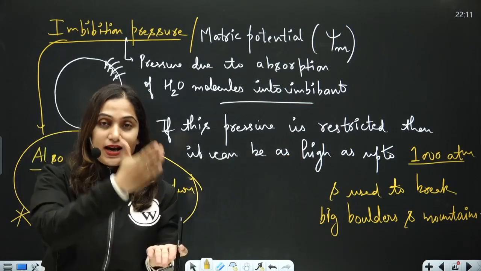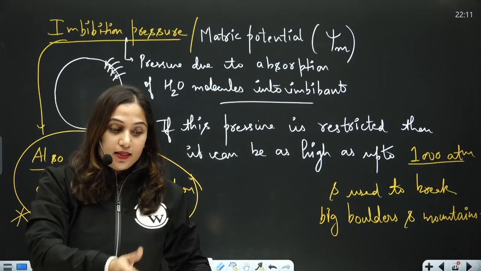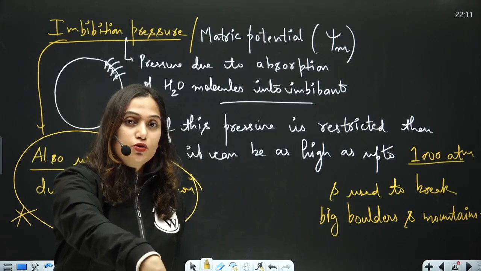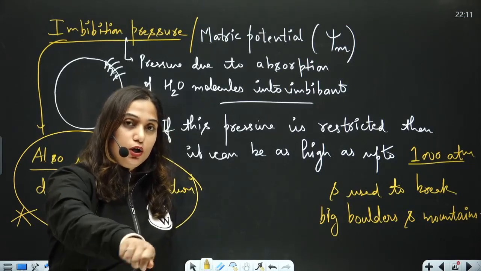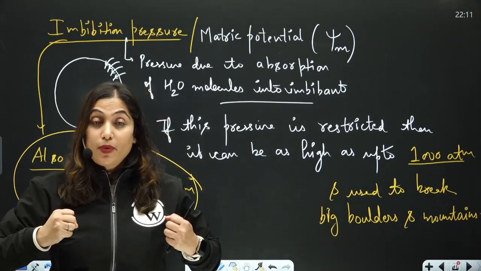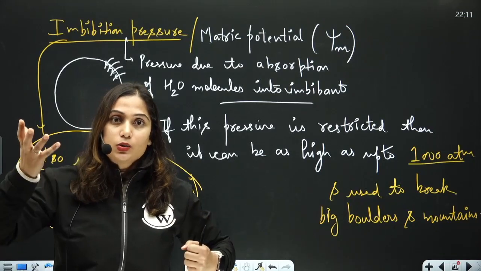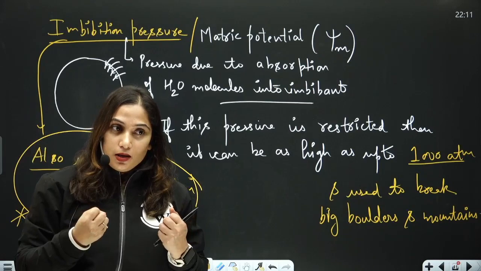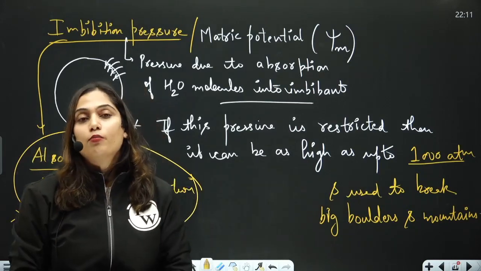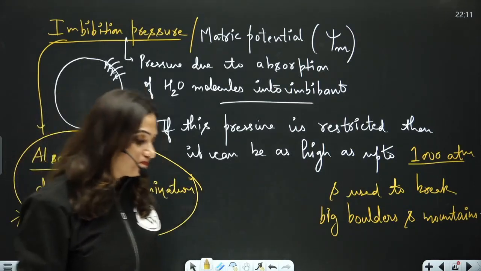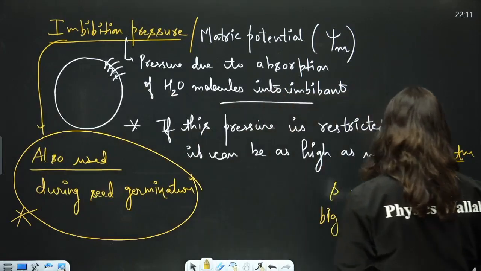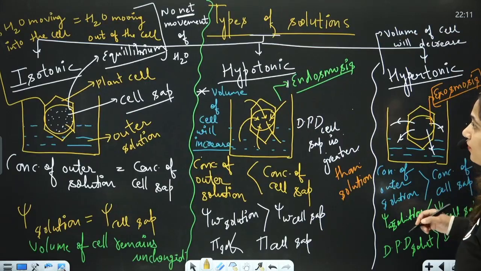We used to make cracks in the boulders and the mountains, and then we used to add some wooden pieces in those cracks and then add water to it. They used to swell up, but the imbibition pressure, being restricted, used to grow up to 1000 atm, which resulted in the breakdown of boulders and mountains. Okay, so this is imbibition.